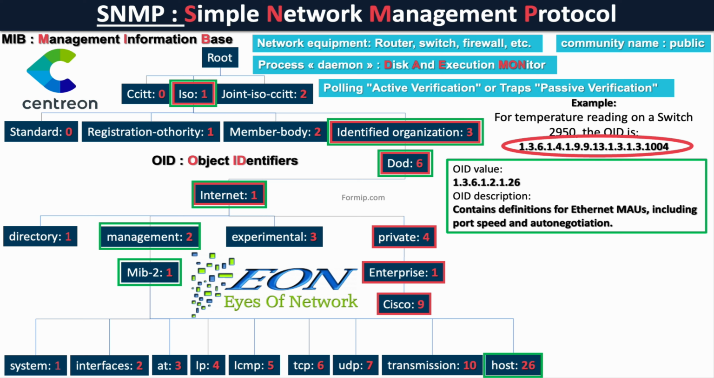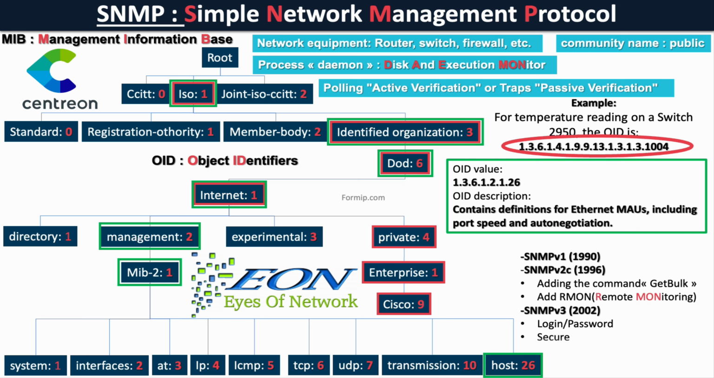And traps consist of doing passive verification. That is to say, we can configure a network device, such as a router, to send an SNMP trap when there is a particular event. For example, the router can send a trap when it detects a broken link on one of its interfaces. And it is even possible to configure an email notification when the SNMP trap is sent.